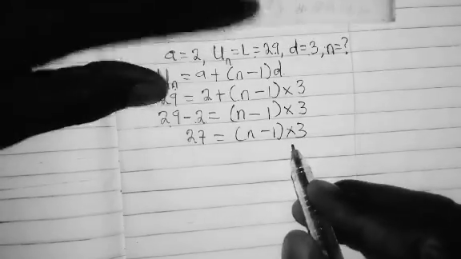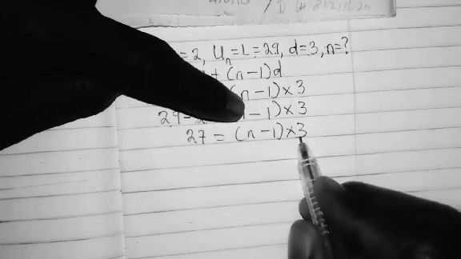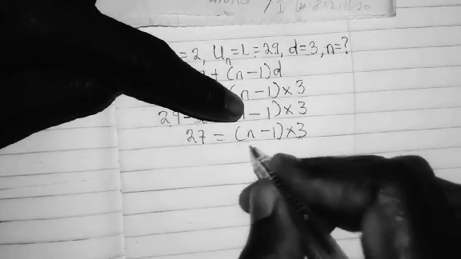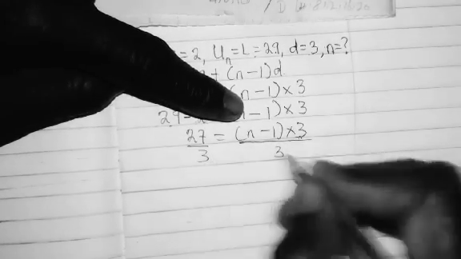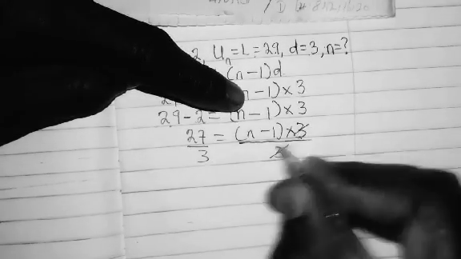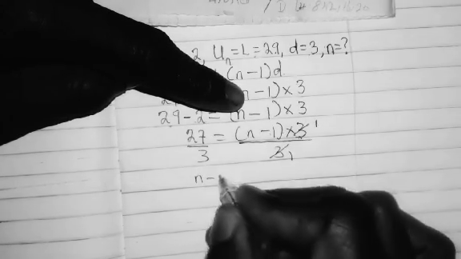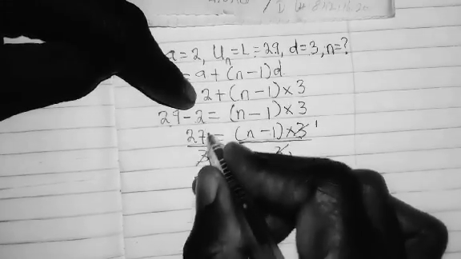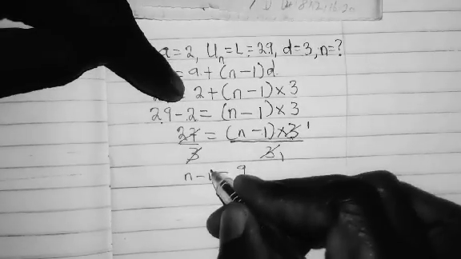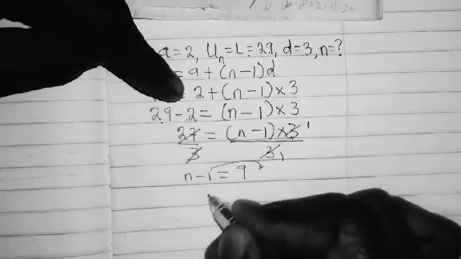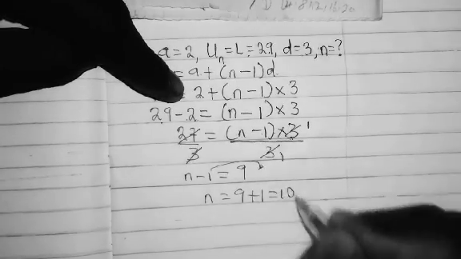Now take note here. Since this 3 is multiplying into the bracket, there's no need for us to expand that. So what we have to do now is to divide both sides by 3, so that this 3 will cancel this 3. Then n minus 1 times 1 will give us n minus 1 equals 3. We cancel 27 to give us 9. So the last step is to move our negative 1 to this side to give us n equals 9 plus 1. And 9 plus 1 is 10.